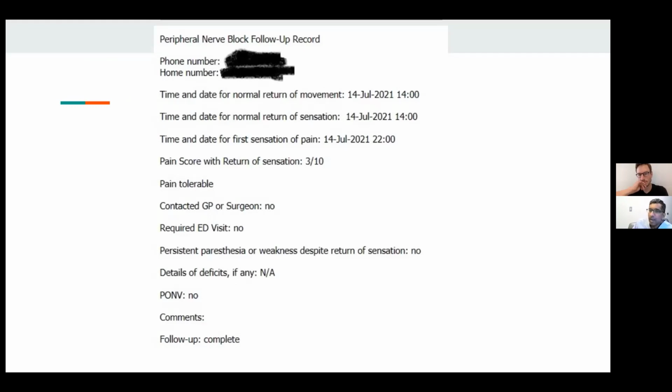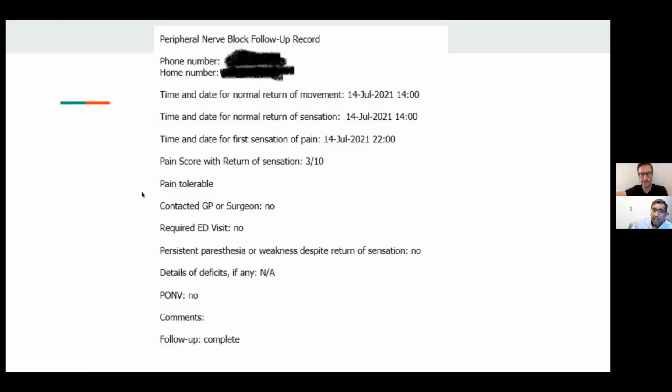We also have a section for how the pain management went, what the pain score was when the block wore off. Was it tolerable or intolerable? It's interesting. Some patients will say they have 7, 8, 9 out of 10 severity of pain, but would say that the pain was tolerable with the medications that they were prescribed and that they took. We see if there were any interventions in terms of the need to contact their surgeon or their family doc, whether they needed to go to the emergency department. And it's not that infrequent that a patient would need to go to the emergency department because of the pain.